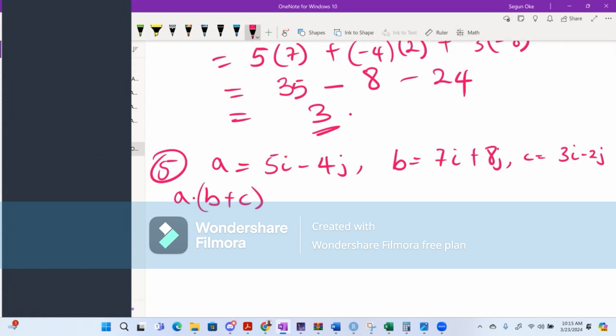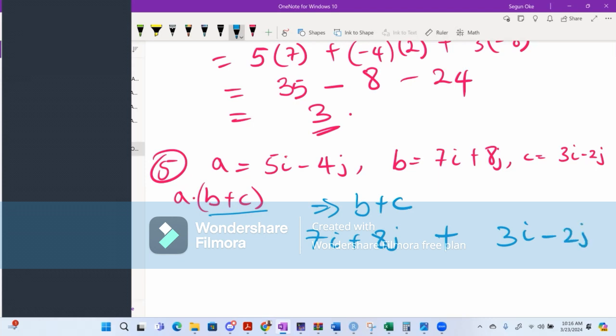You have to be careful at this point. Don't rush yourself. First of all, sort out what is in the brackets. So if I were you, I'll first of all do this: B plus C. What is my B? My B is equal to 7i plus 8j, then plus 3i minus 2j. Always remember, component by component.